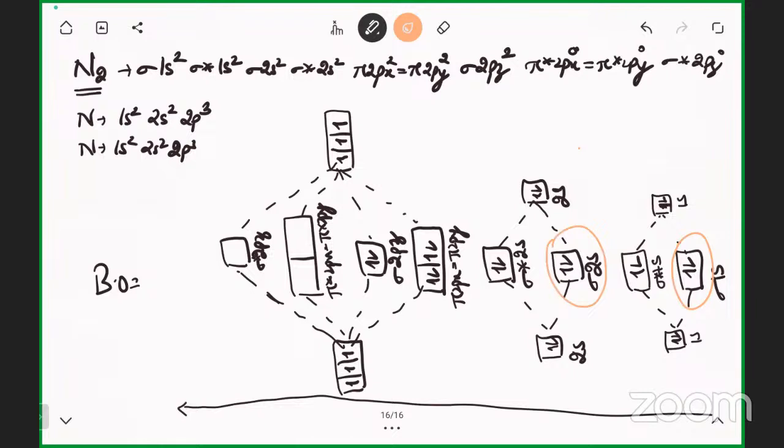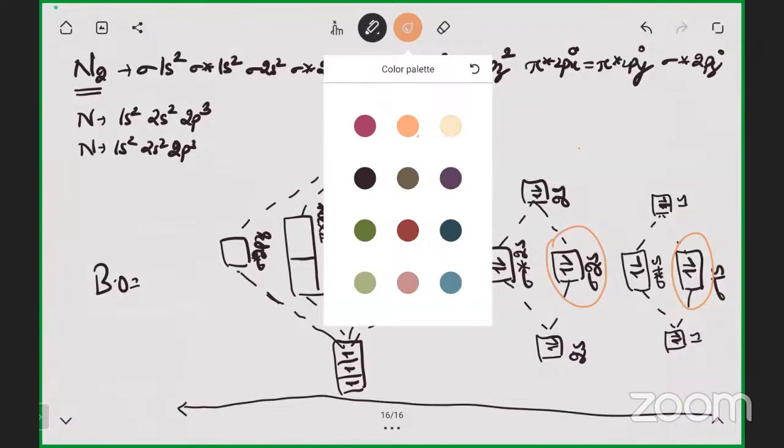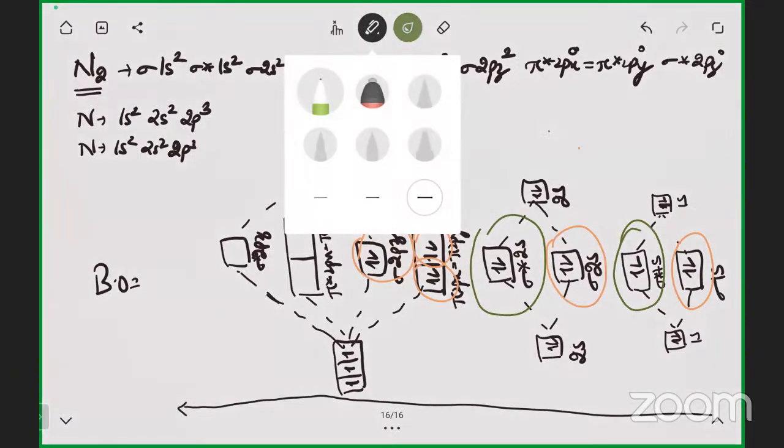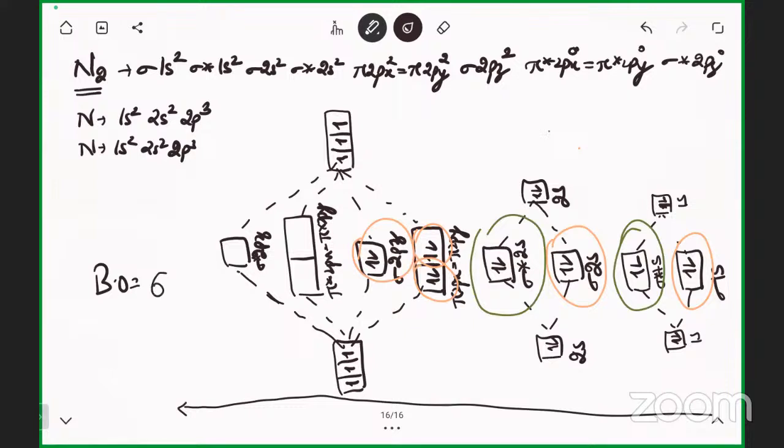2, 4, 5, 6, 7, 8, 9, 10. These are sigma bonding. And I'm mentioning anti-bonding with green. See, anti-bonding, anti-bonding. So it will be 10 bonding minus 4 anti-bonding divided by 2, that is equal to 6 upon 2, which is 3. So 3. N triple bond N.